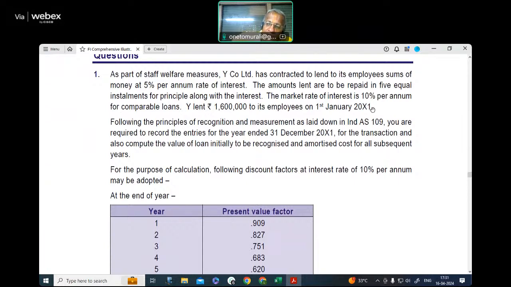But we are not recording it in the books of the employees, but we want to do it in the books of the company. So how has the problem got to be done? The amount lent ought to be paid in 5 equal installments for the principal along with the interest. Here is a place where many authors have different or divergent views: whether the principal amount is to be divided equally, or interest and principal to be taken up equally.